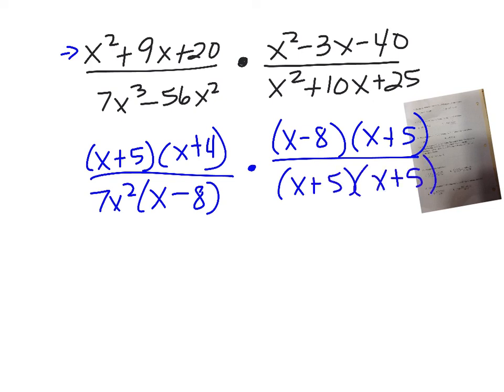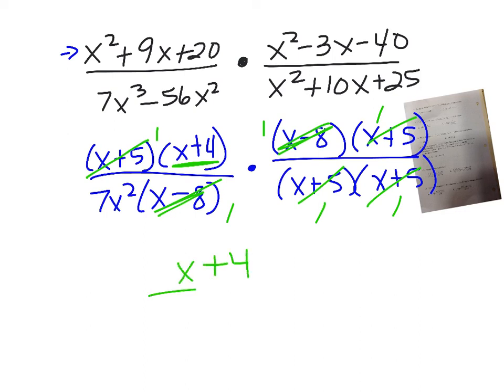All right, so let's reduce here. So x plus 5 and x plus 5 reduce to 1 and 1. x plus 4 does not reduce with anything. x minus 8 and x minus 8 reduce to 1 and 1. x plus 5 reduces to 1 and 1. In the numerator, I have x plus 4, and in the denominator, 7x squared.